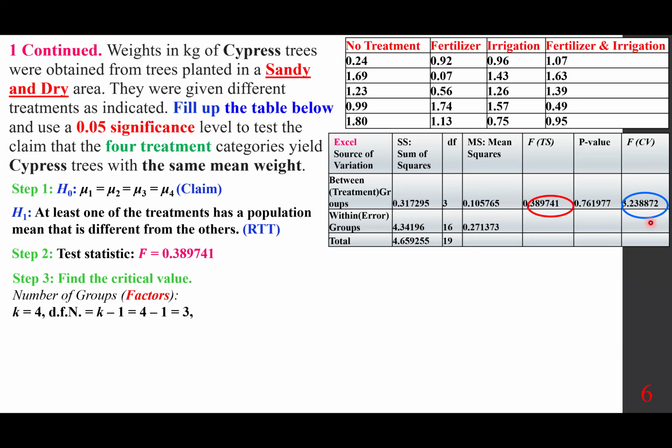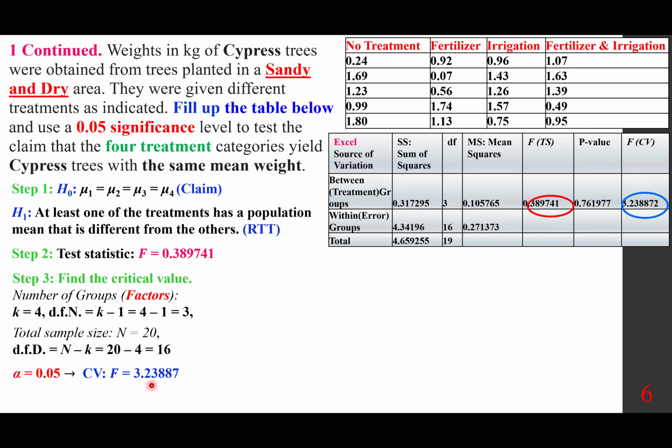How would we get that? The number of groups K is 4. Degrees of freedom of the numerator is 4 minus 1 or 3. The total size N minus K is the degrees of freedom of the denominator. With alpha of 0.05, the critical value from the table gives you 3.23887. The table doesn't give you as many decimals, but you understand that is, of course, less when it comes with the table. It's not a big deal. It's close enough that it will give you the answer as you need.